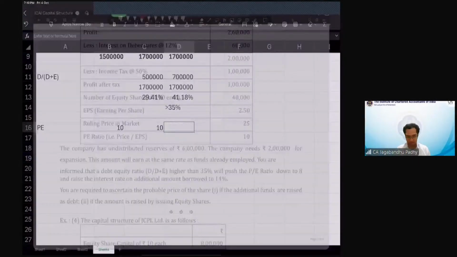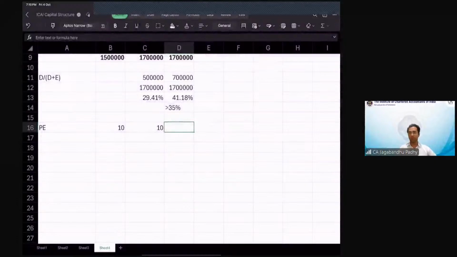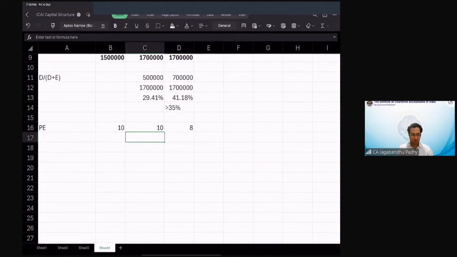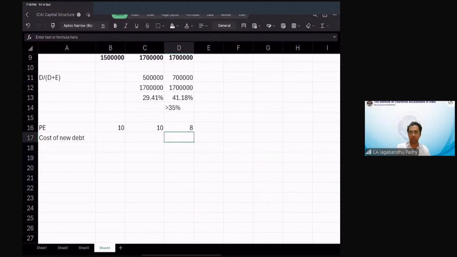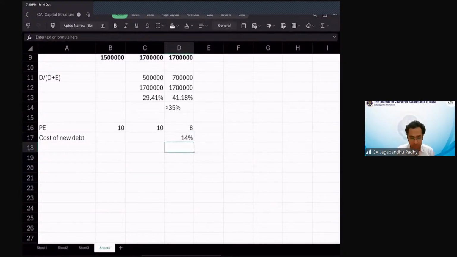But what about the second plan? Can I say now the P ratio will be 8? And what will be the cost of new debt? Cost of new debt will be 14%. Correct?